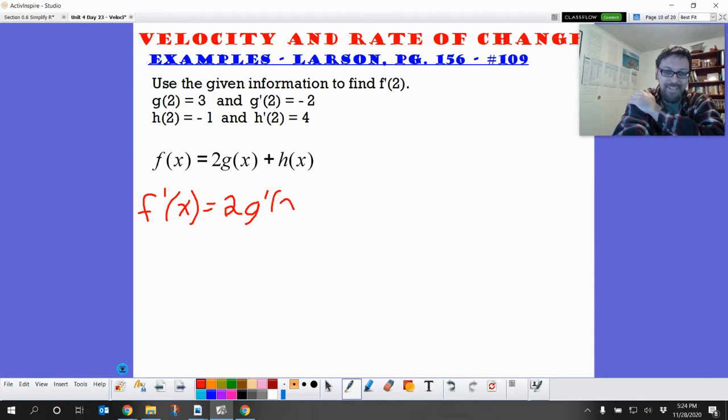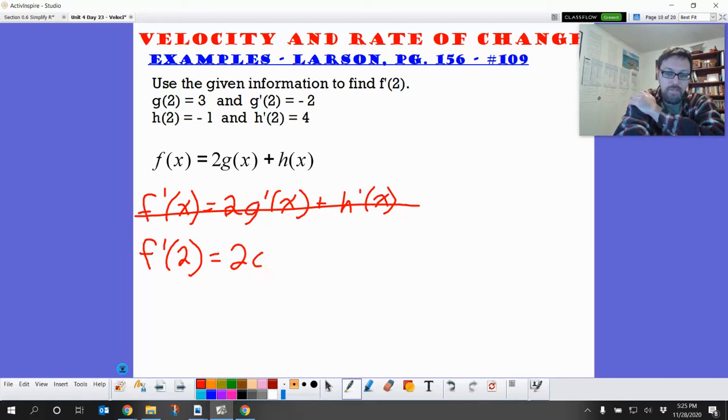We do g prime of x plus h prime of x. Now, we want to actually find f of 2, so I don't want to do any of that. Instead, I want to just write this as f prime of 2. It's going to be 2 times g prime of 2. I'm seeing a lot of people doing this step. You don't need that step. If it's asking you to find f prime of 2, just do f prime of 2. Doesn't need to have the x in there.